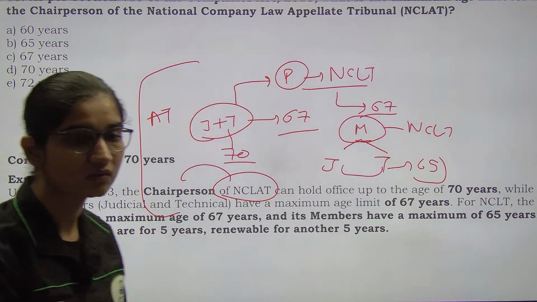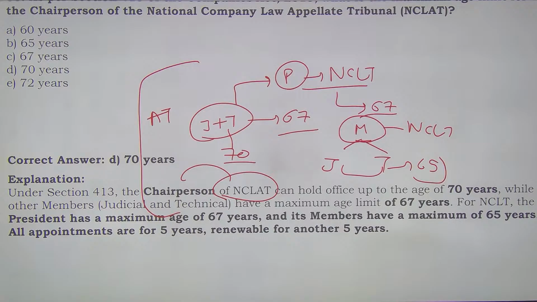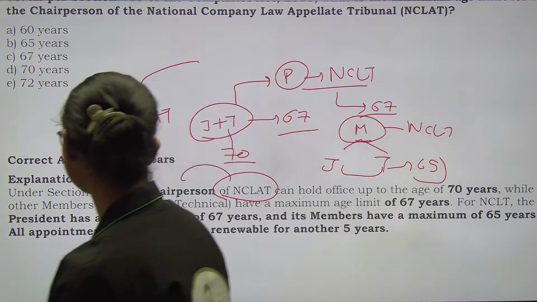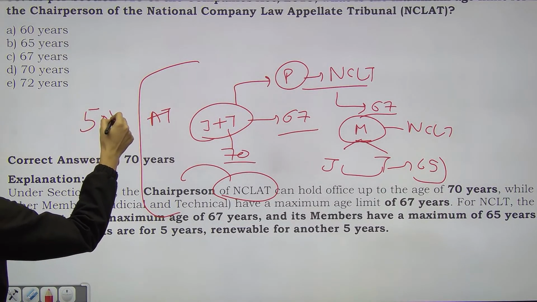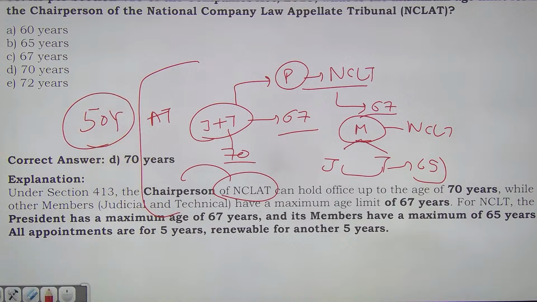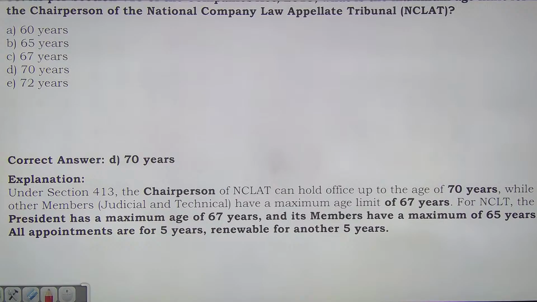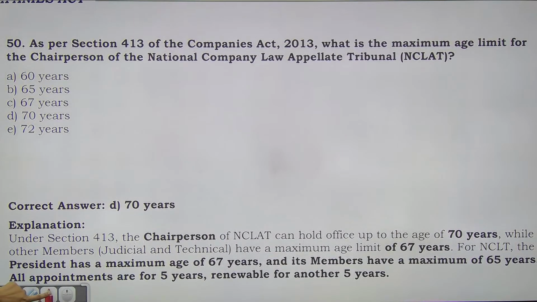But now I would like to ask you one more thing: what will be the minimum limit? Please try to answer the minimum limit also, that is, how much age one must have in order to get appointed as a member in the tribunal. Please try to answer what the minimum age limit is. So the minimum age limit is 50 years. So this was all about section number 413, which tells you about the age limits.